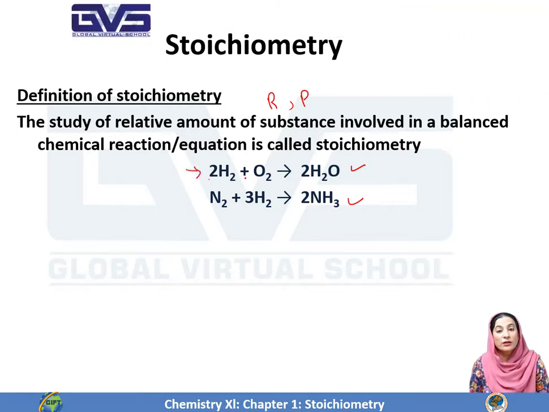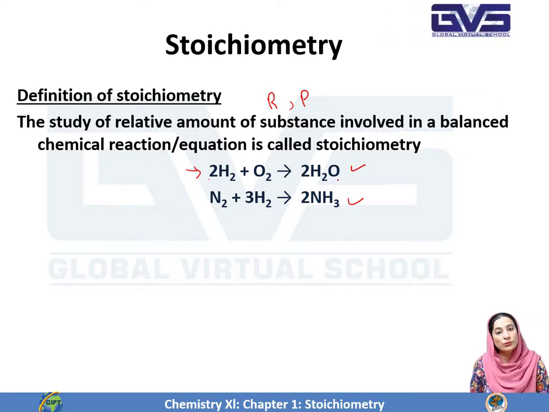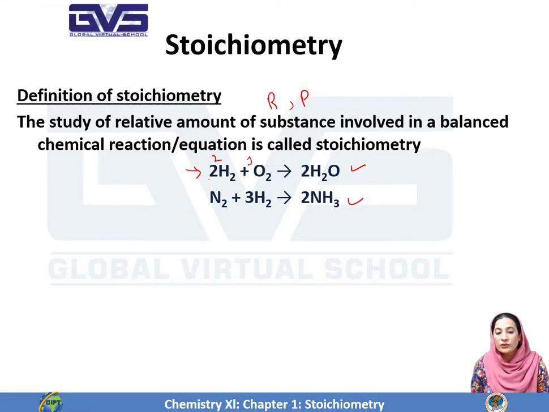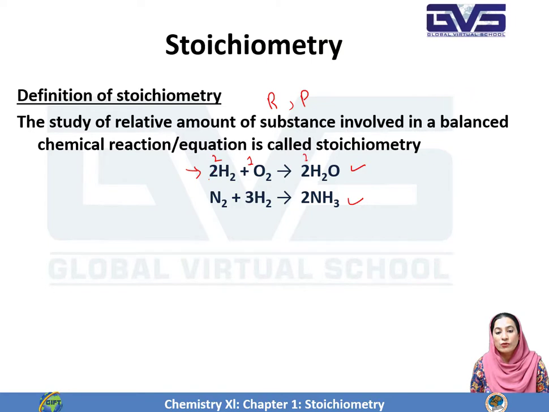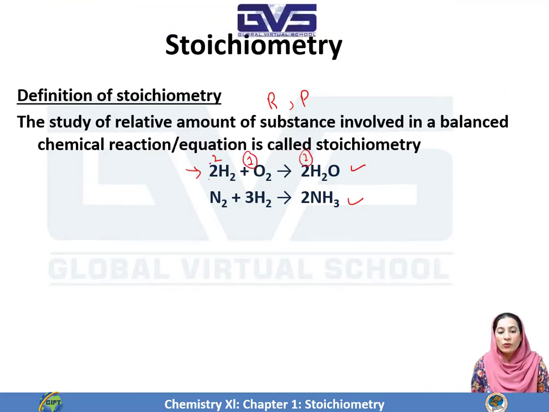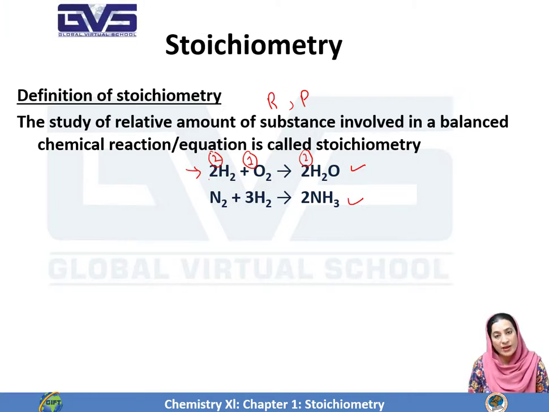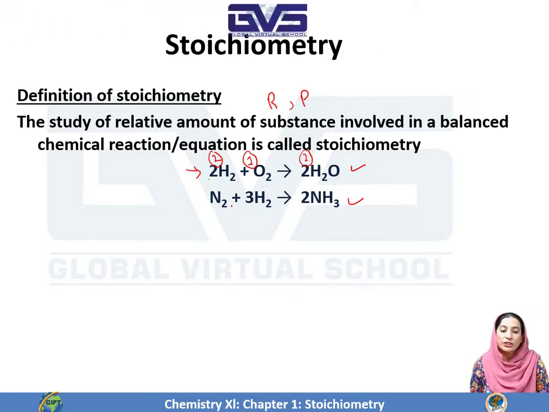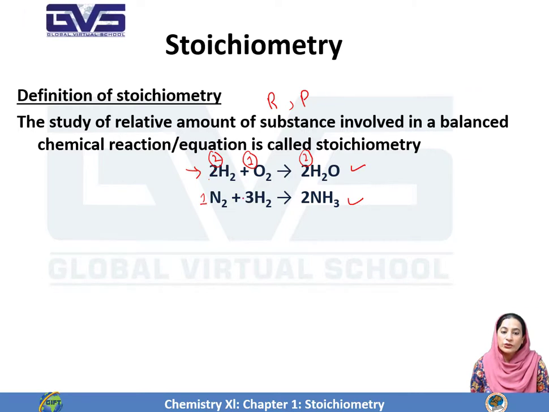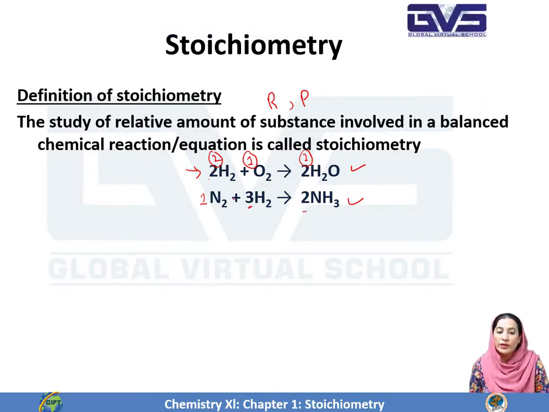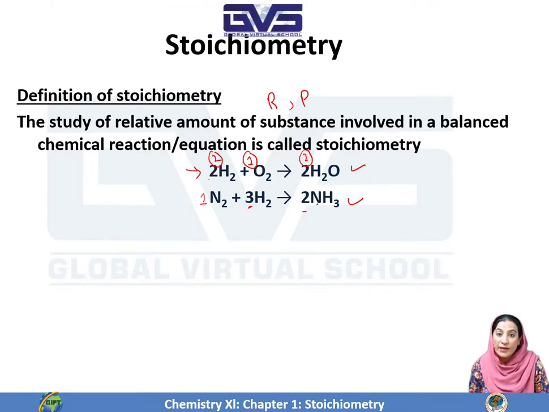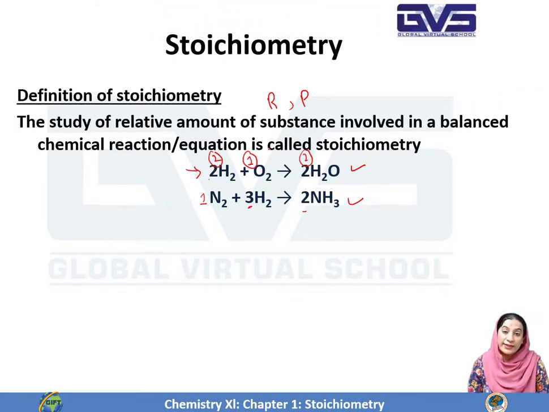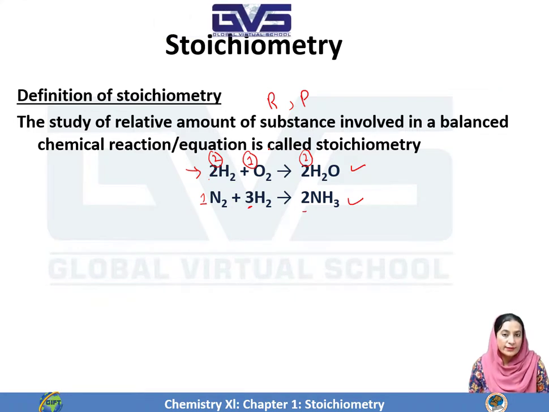2 moles of hydrogen react with 1 mole of oxygen to form 2 moles of water. Talking about these relative amounts, like 2 moles of hydrogen, 1 mole of oxygen, where there is no number it means 1 mole, and 2 moles of water. So these 2 moles, 1 mole and 2 moles are relative amounts in a balanced chemical equation, and this study is called stoichiometry. Similarly, ammonia formation requires 1 mole of nitrogen and 3 moles of hydrogen, and it gives 2 moles of ammonia. These are the relative amounts in a balanced chemical equation. You have noticed these equations are balanced, and this study is called stoichiometry. Hopefully this is clear for you.